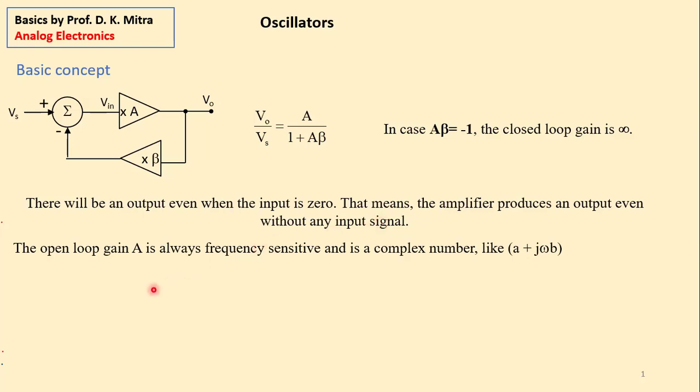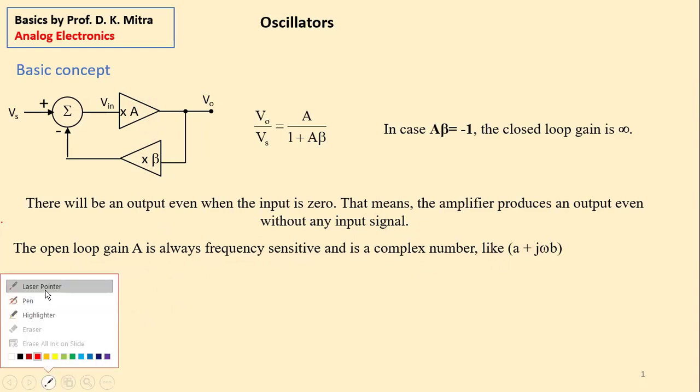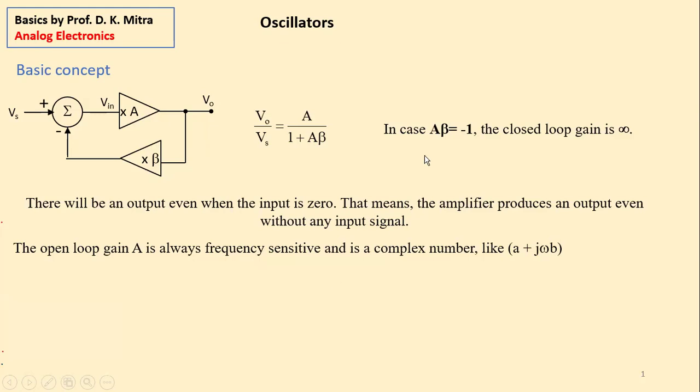Now, we go back to a point where the open loop gain A of any amplifier is always frequency sensitive and is a complex number. If you don't believe it, then I'll give you a proof. Open loop gain A of any amplifier is a complex number and it is dependent upon frequency. Right?